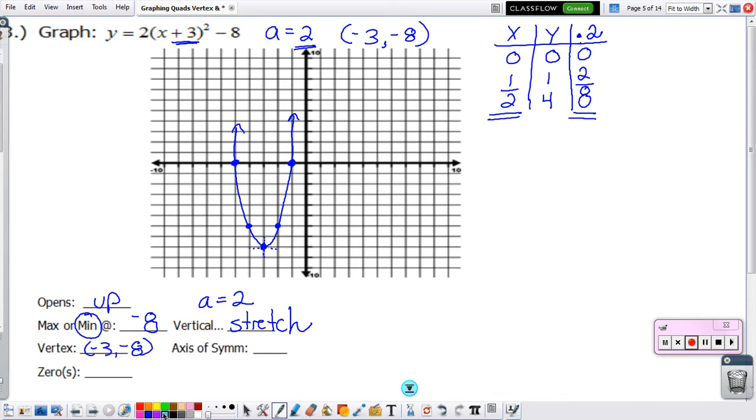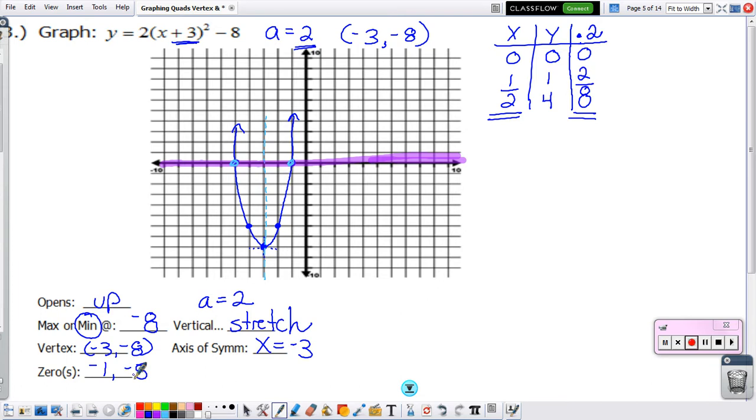Remember, once again, I have that axis of symmetry, which is a vertical line coming through that vertex at the x value, at x equals negative 3. Zeros, solutions. If you look at this particular graph, it does cross the x-axis. So the points I'm concerned with would be, where does it cross? Well, it crosses at negative 1 and negative 5.